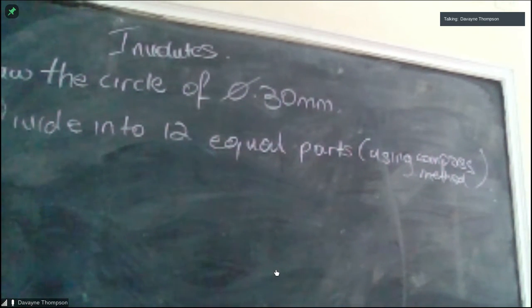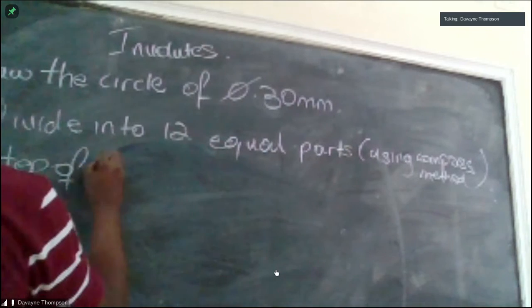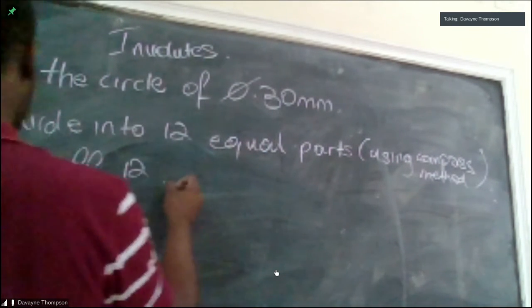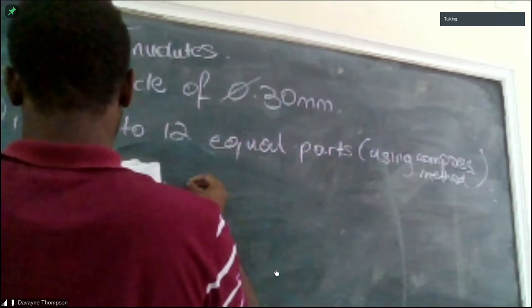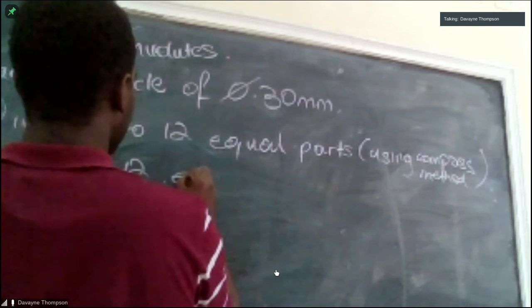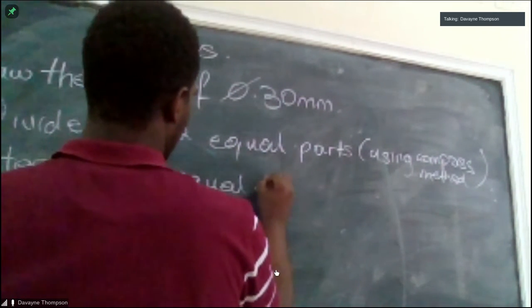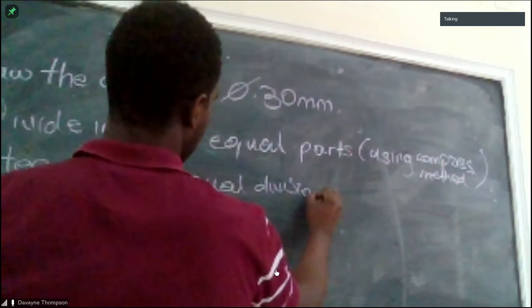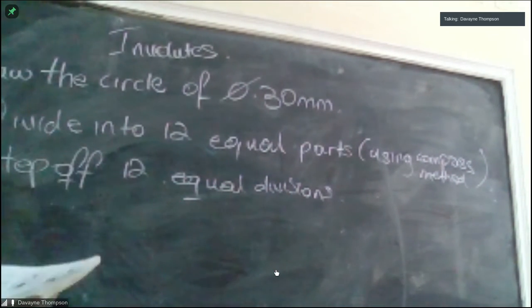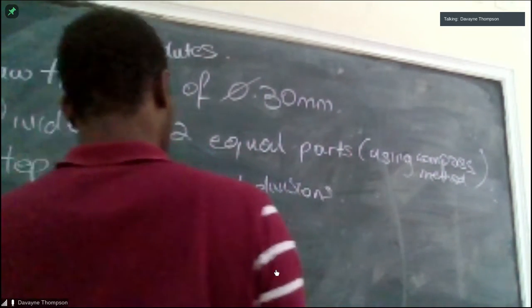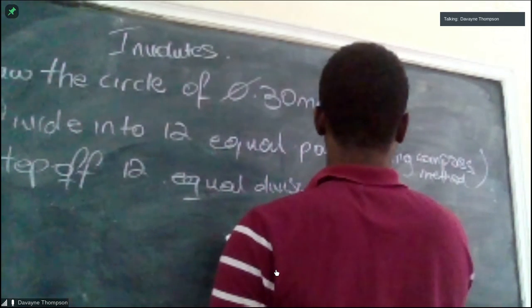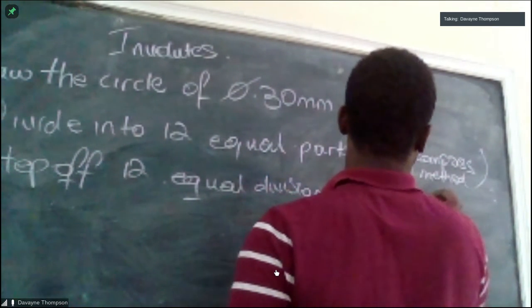Can everybody see the picture in the group? Yes, sir. Good. Step number 3 now. Step of 12 equal divisions equal to the circumference.